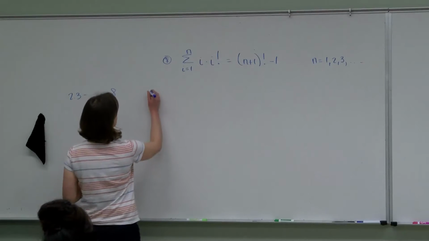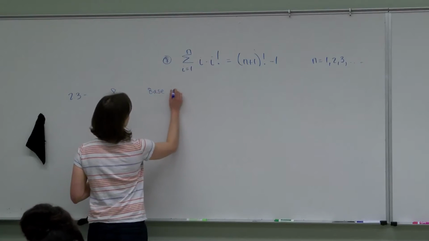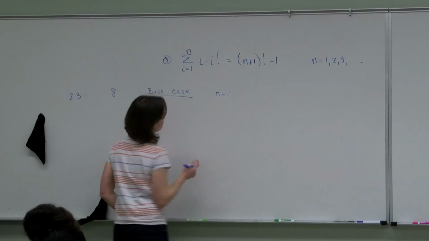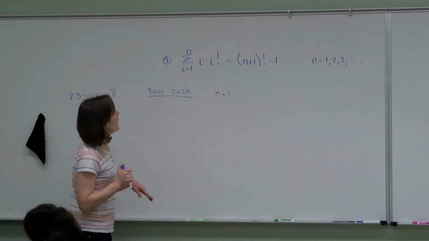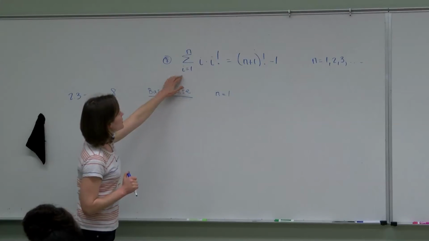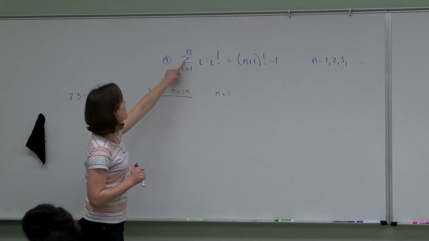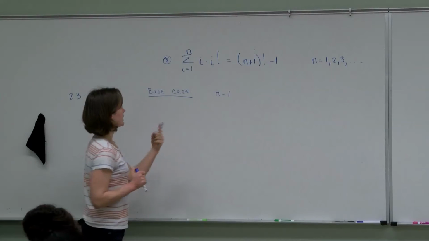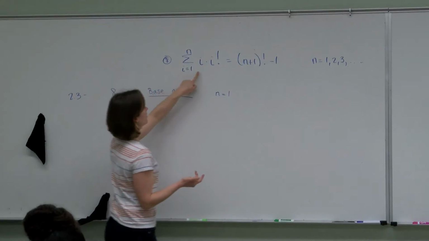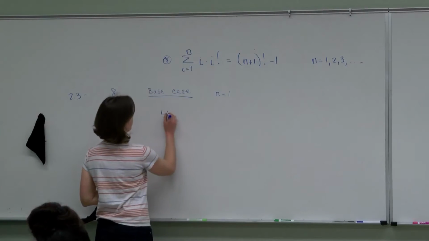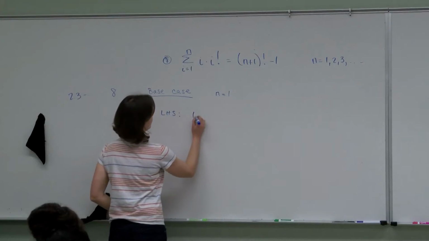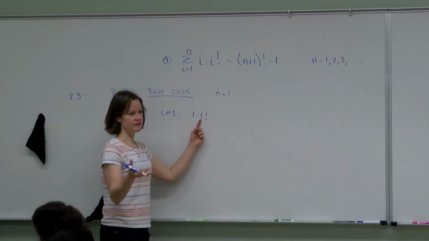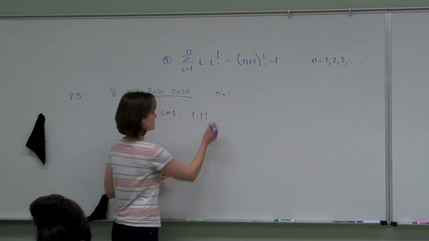Okay, so in this case, we will do step 1. The base case is when n is equal to 1. So when n is equal to 1, notice that the sum just goes from i equals 1 to 1. That just means that there's one term in that summation, when i equals 1. So on the left-hand side, we would just have 1 times 1 factorial. 1 factorial is just 1, so 1 times 1 equals 1.